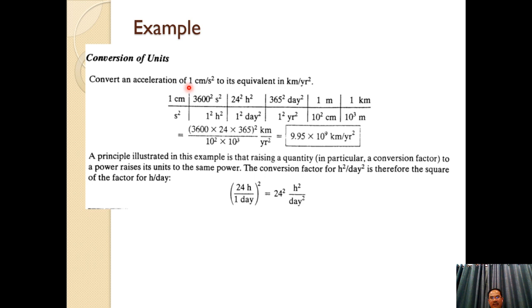Centimeter is the same. You can cancel. Meter, you can cancel. And finally, you get the unit is kilometer per year square. And the value is 9.95 multiplied by 10 power 9 kilometer per year square. That's right. This gives you an example of how to convert the unit from centimeter per second square to kilometer per year square.